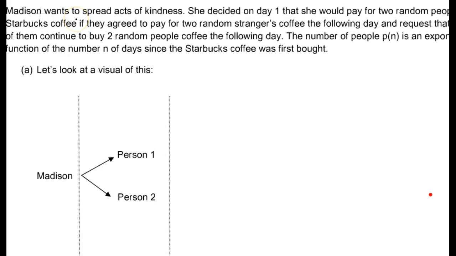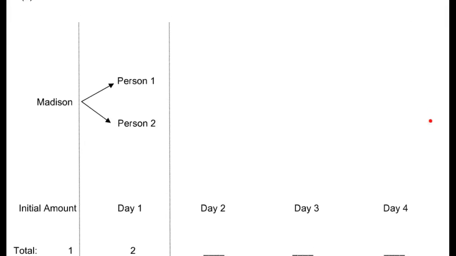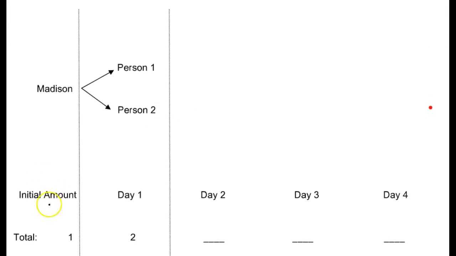So we have spreading acts of kindness. She decided on day 1 she'd pay for 2 random people. On day 0, I guess we can call it the initial amount, there's only her. But then on day 1, she bought for 2 people, so there's 2 total. Those 2 people are going to buy, right? So on day 2, how many are there total? We got 4 total on day 2.